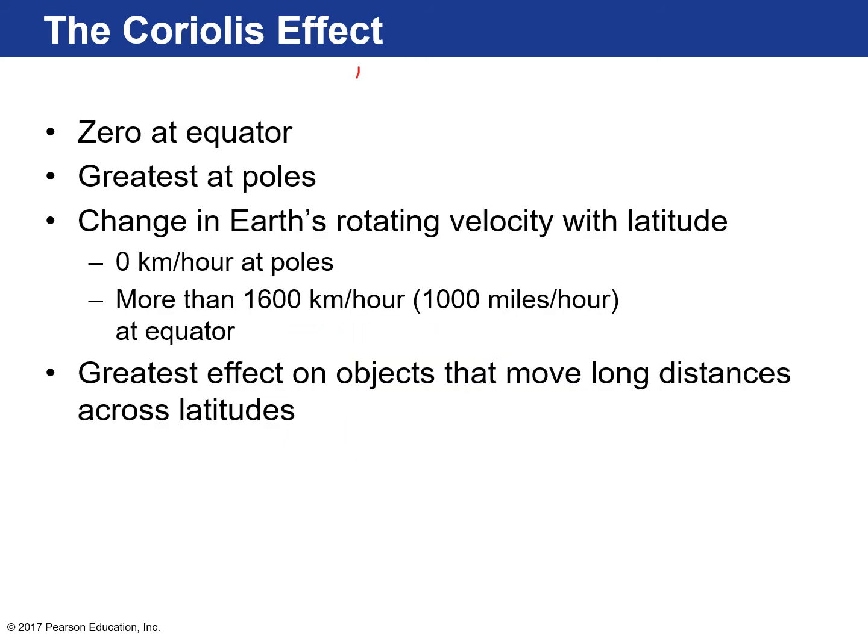So the Coriolis effect essentially is non-existent at the equator, and that's because if you're moving around on the equator, that latitude is all moving at the same velocity. And if you're just north or south of the equator, the change in velocity is not that great, so it minimizes the Coriolis effect. But if you're closer to the poles, the Coriolis effect is stronger, okay?